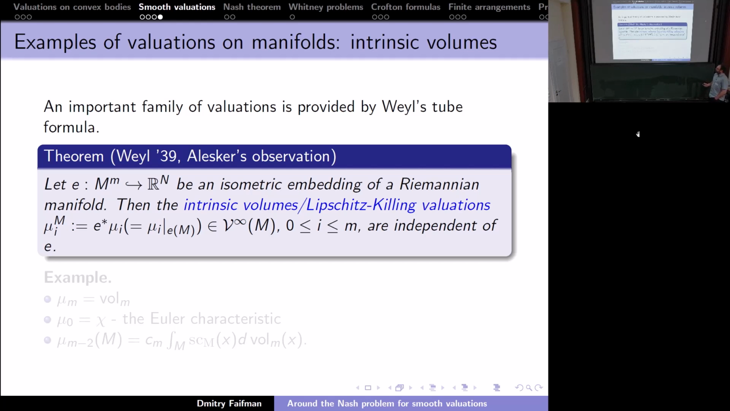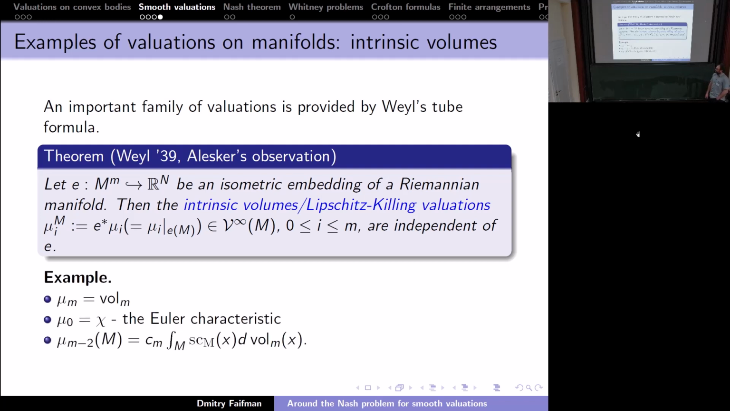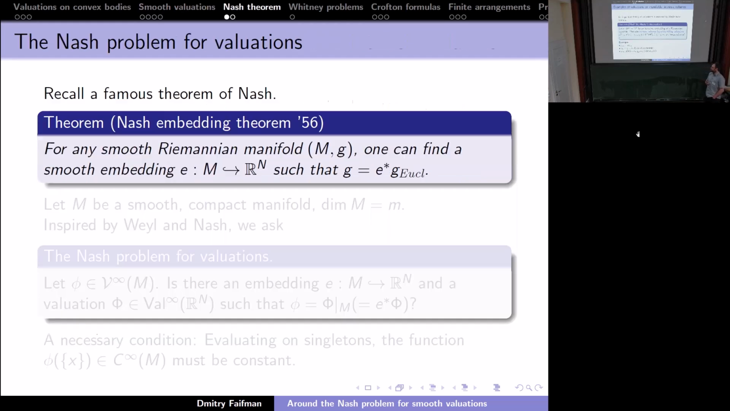Great. So those induced valuations are called the intrinsic volumes, or the Lipschitz-Killing valuations. They're called so, for instance, because the measure parts of them are just the classical Lipschitz-Killing curvatures, which are some polynomials in the Riemannian curvature tensor. Here the examples are the volume, and mu_0, which is the Euler characteristic. And the m-minus-second one, evaluated on the whole manifold, is proportional to the integral of the scalar curvature.